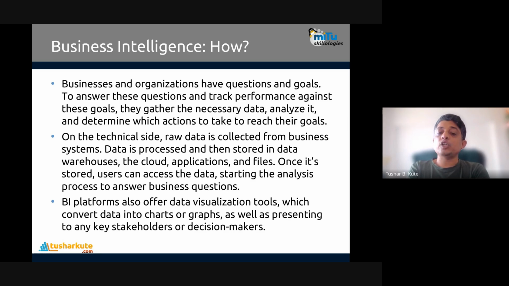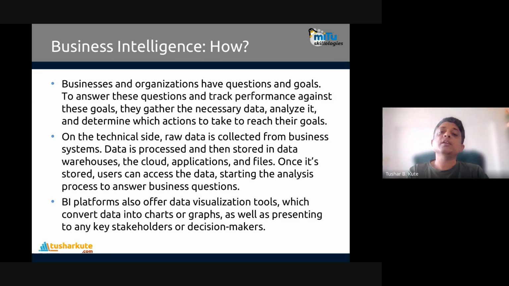And on the technical side, the raw data is collected. Definitely, everywhere data is collected. Various processes are present. Maybe your client data is different, customer data is different, process data is different. And whatever internal operational data is being used can also be different. All this data will be present over there.